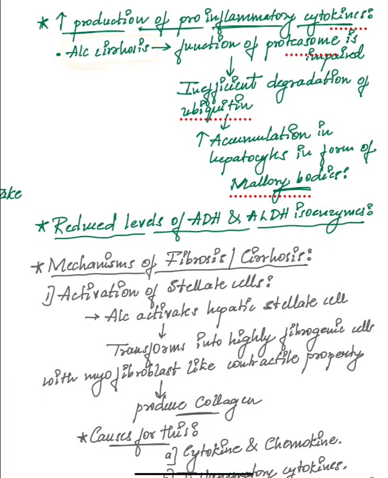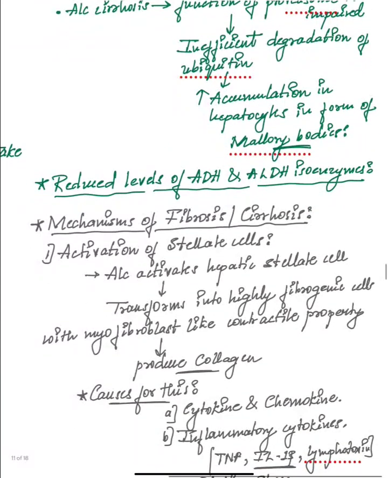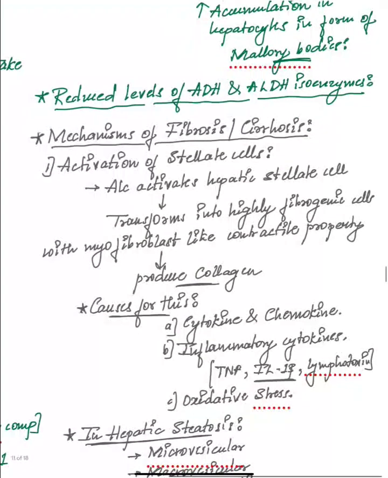Alcoholic cirrhosis, in which the function of the proteasome is impaired. This leads to inefficient degradation of ubiquitin. This leads to increased accumulation in the hepatocytes in the form of Mallory bodies. Remember the important Mallory bodies. Then we can see there will be reduced levels of ADH and ALDH isoenzymes.